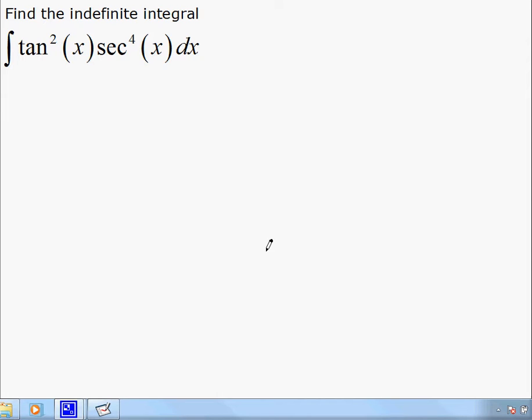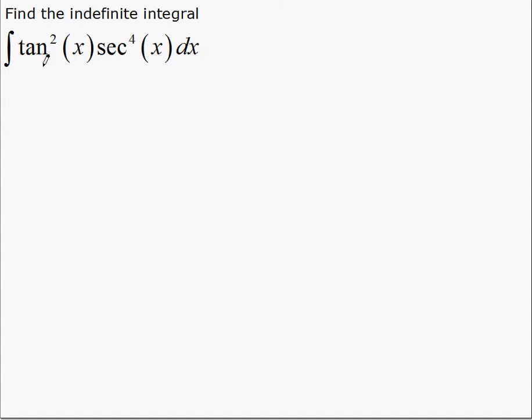In this example, we see that we have tan squared and secant to the 4 that we're trying to integrate. Based on the rules that we've covered in class, we need to look for 3 different things: either even powers of secant, odd powers of tangent, or power of tangent without secant. So in this case, we have the first example, which is even power of secant.